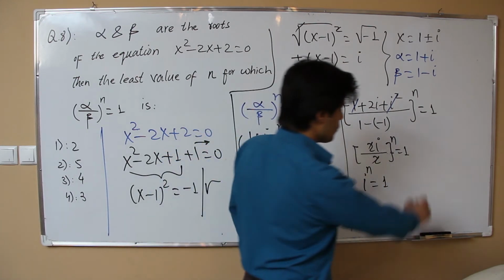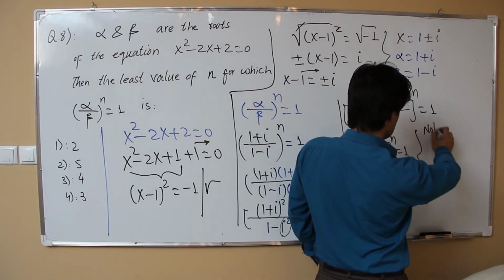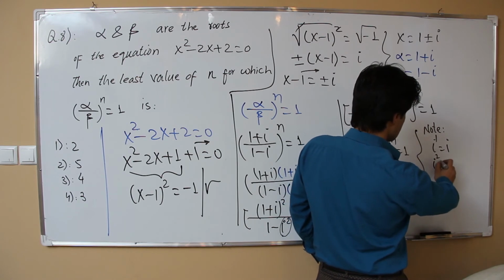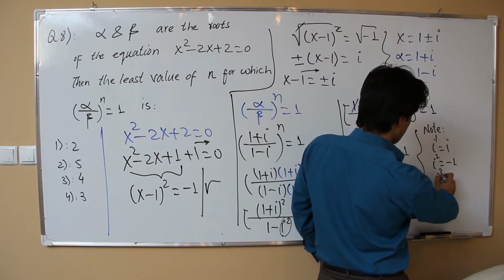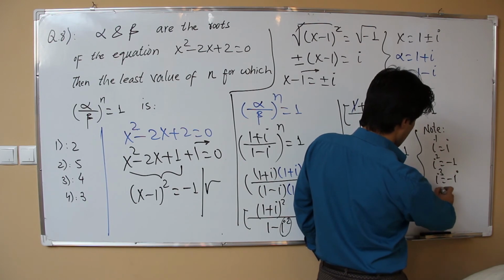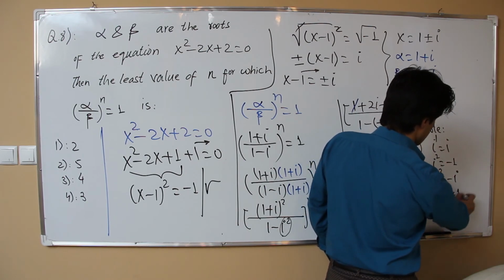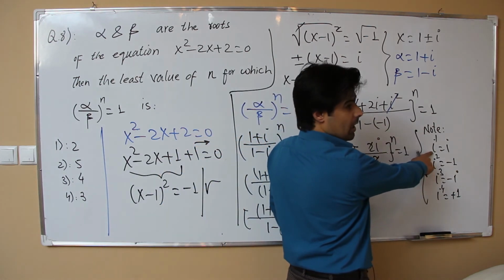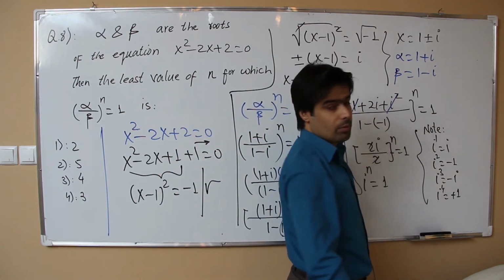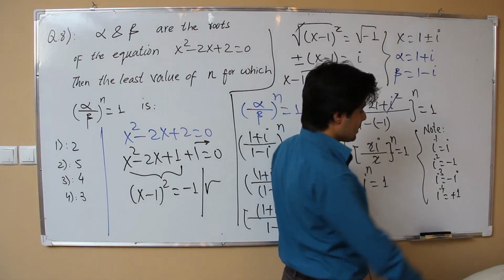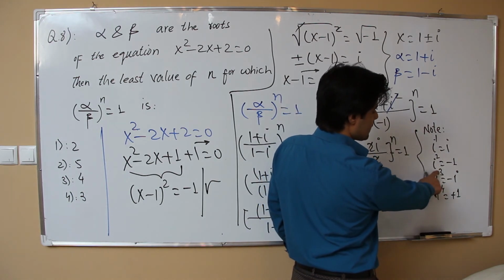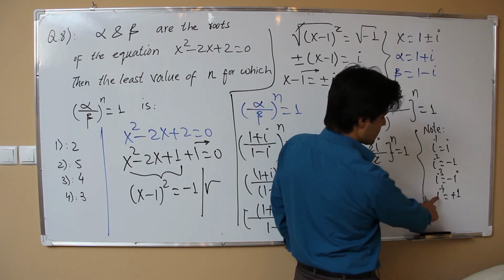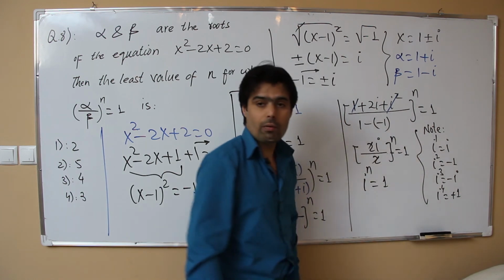Now we know that i to the power 1 is i, i to the power 2 is minus 1, i to the power 3 is minus i, i to the power 4 is plus 1. I to the power 5, it's once again the same as i to the power 1. I to the power 6 is the same as i square. I to the power 7 is the same as i to the power 3. I to the power 8 is the same as i to the power 4.